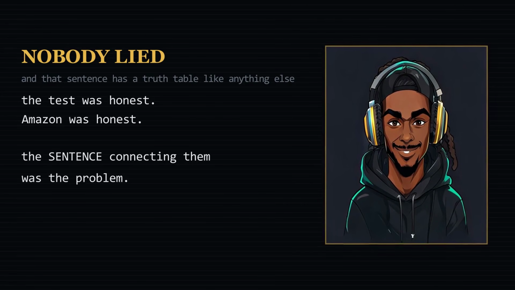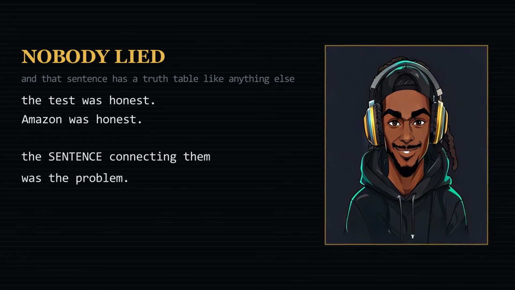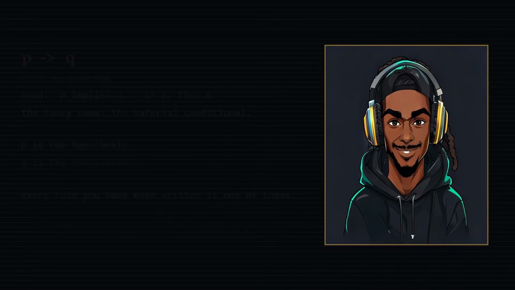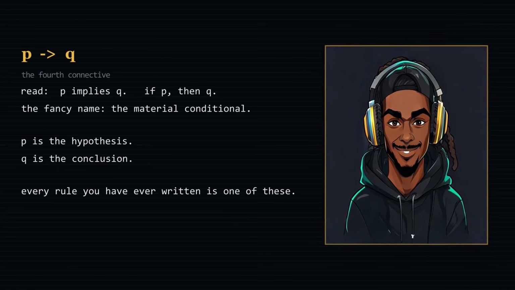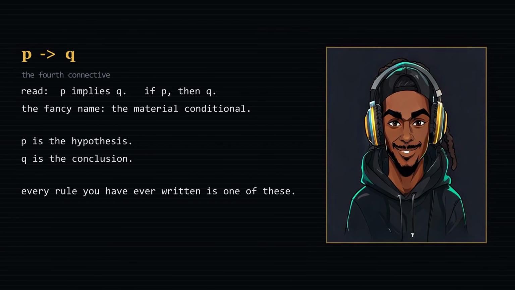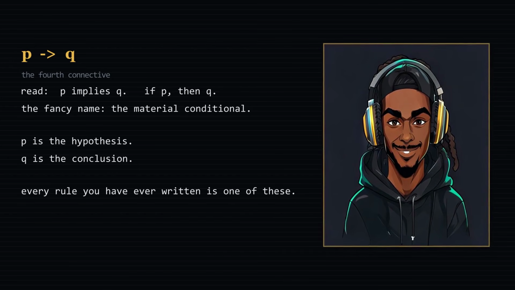That sentence is an implication, and an implication has a truth table like anything else. Here it is. The fourth connective is the arrow. P implies Q. If P, then Q. The fancy name is the material conditional. P is the hypothesis, Q is the conclusion. The tests pass implies the code works. Rain implies wet ground. Every rule you have ever written is one of these.